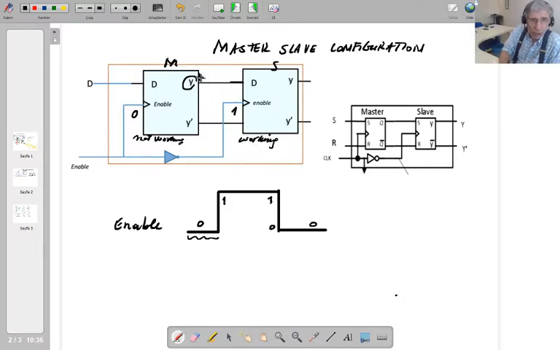If this is working, this information, the present state, is going to be transferred to the output. So that's the present state. This happens when the enable is equal to 0. Now what happens when it changes from 0 to 1? We are in this time interval now, changing from 0 to 1.